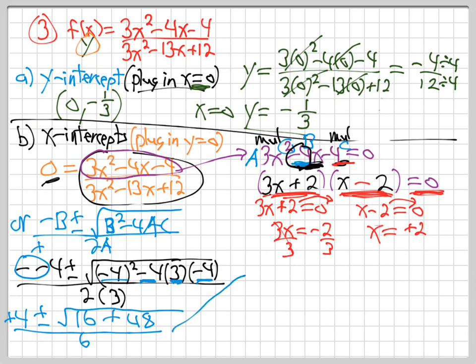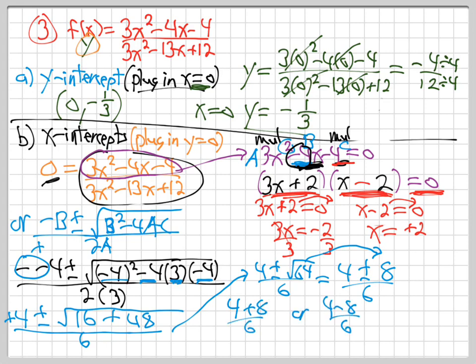So bring that up here. That's 4 plus or minus, what's that going to be? The square root of 64 all over 6. That's 4 plus, and the square root of 64 is 8, right? So that's 4 plus 8 over 6, or 4 minus 8 over 6. That's 12 over 6, 2. See how we got that answer? Or, what's this one going to be? -4/6. Reduce that fraction, divide by 2 top and bottom.